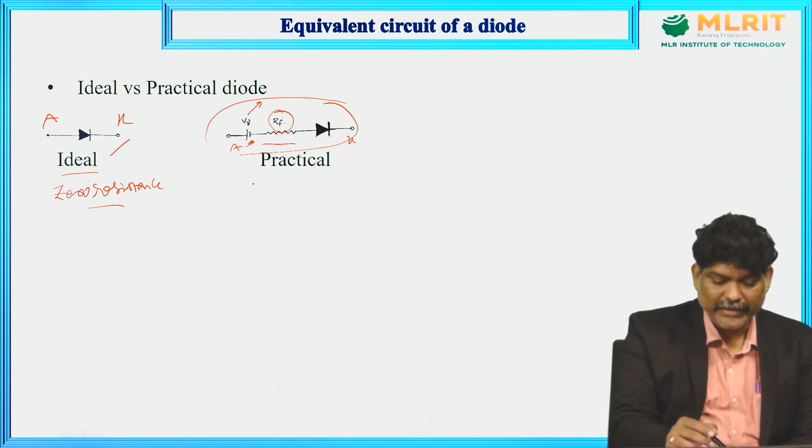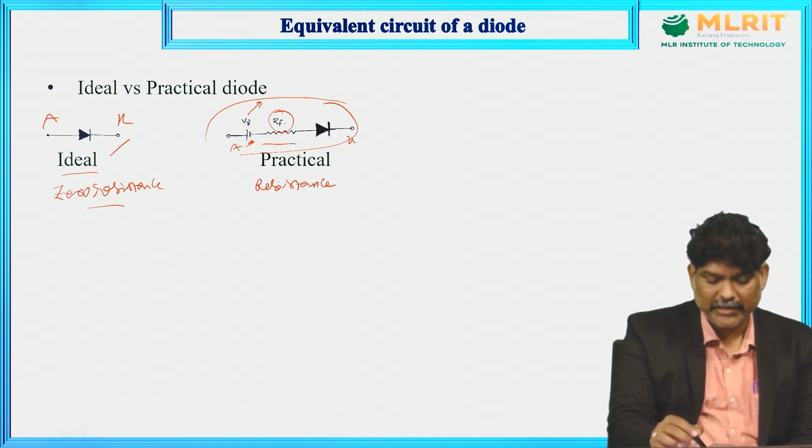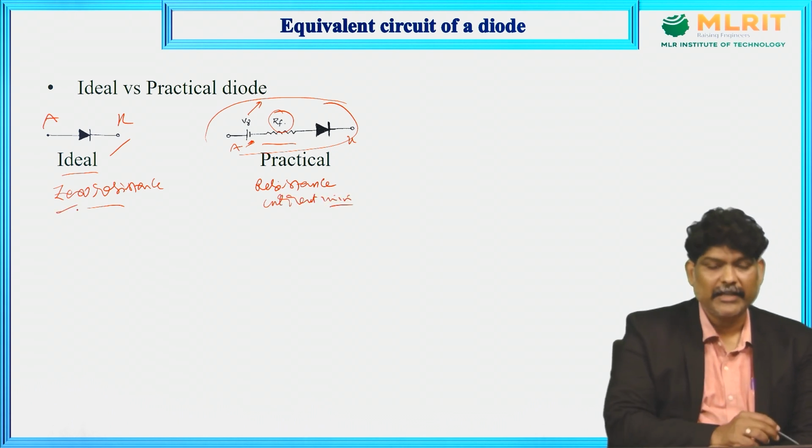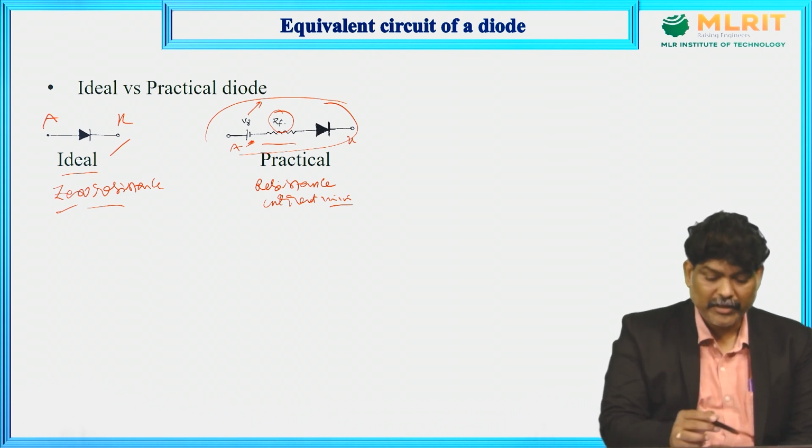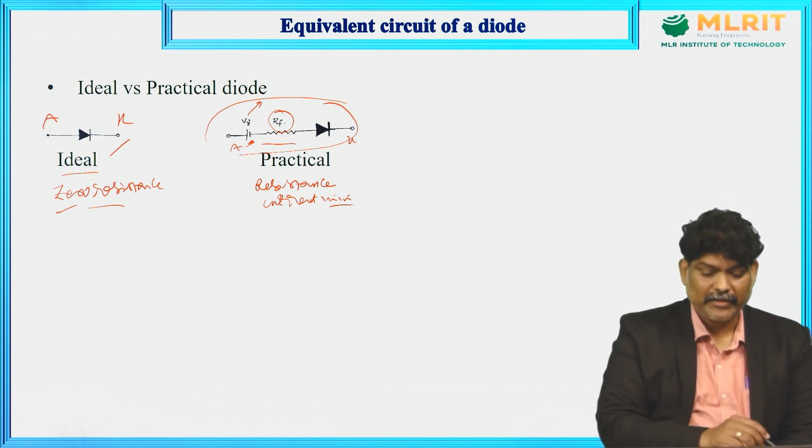Okay, so in this there is some amount of resistance, so that the current is minimum. So here in this ideal case, a large amount of current will be flowing through the diode. In practical, a smaller amount of current will be flowing there.